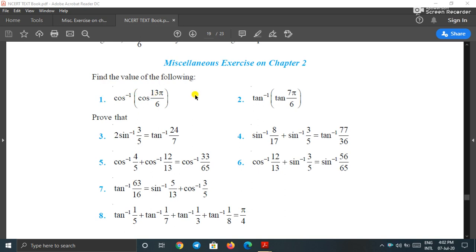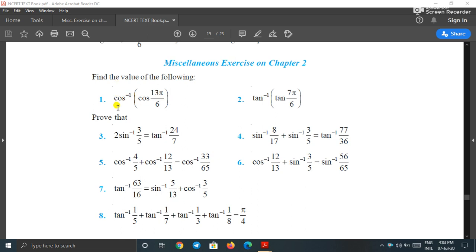In the previous lecture, we discussed the properties of inverse trigonometric functions and some problems from exercise 2.2 based on those properties. Now, in this lecture, we will discuss some miscellaneous problems of inverse trigonometric functions from the miscellaneous exercise of chapter 2 from the NCERT textbook of your class. So let us see the first problem.